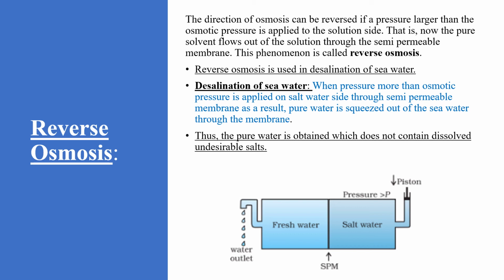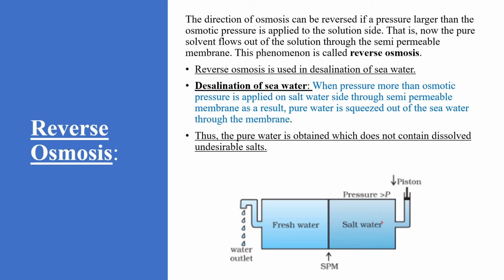If we apply a larger pressure on the solution side, larger than the osmotic pressure on the solution side, then what will happen? The solvent particles which are present in the solution will move towards the pure solvent side through a semi-permeable membrane, and this process is known as reverse osmosis. It is the opposite of osmosis.